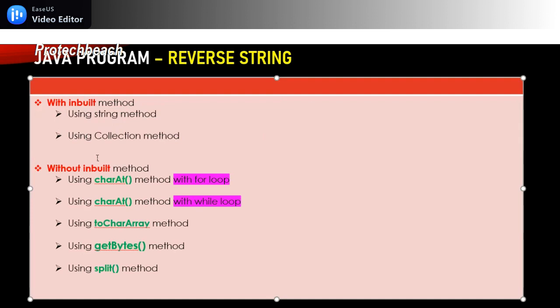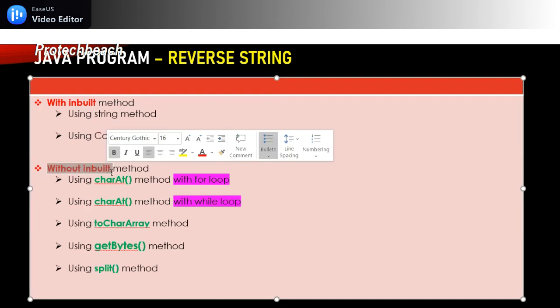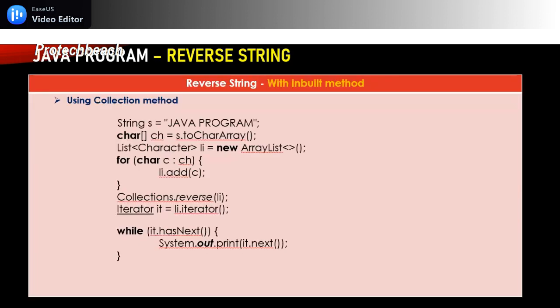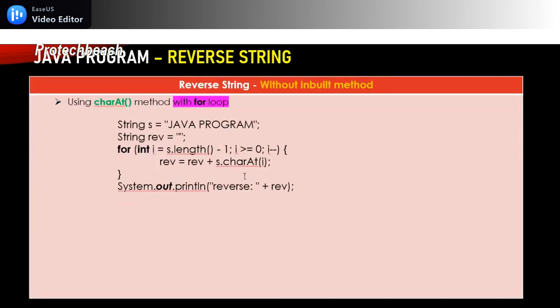Now we'll quickly move on to the next approach: how to reverse the string without using an inbuilt function. There may be different methods, so we'll see them one by one. The first one I have taken is using for loops. This is actually very similar to the previous one. The only thing is that we are not using the reverse method. That's it.